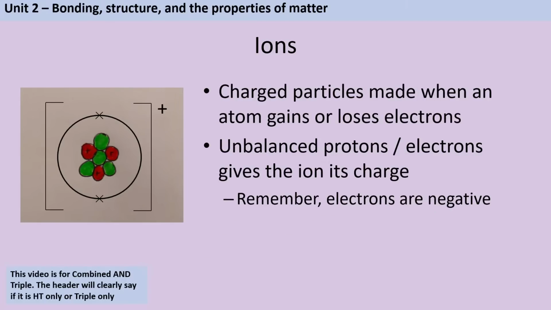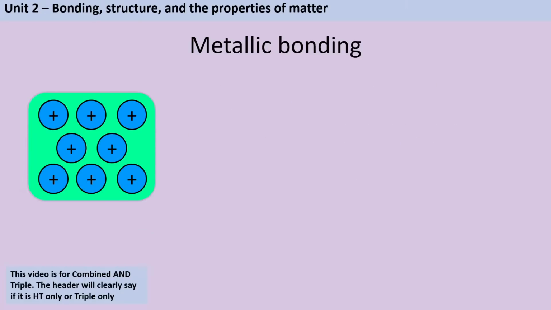So, when we start having bonding, we might encounter ions, and ions are charged particles made when an atom gains or loses electrons, and that's going to stop it from being neutral, because the whole reason it was neutral is it had the same number of protons and electrons. So if it gains electrons, it will become a negative ion, and if it loses electrons, it will become a positive ion.